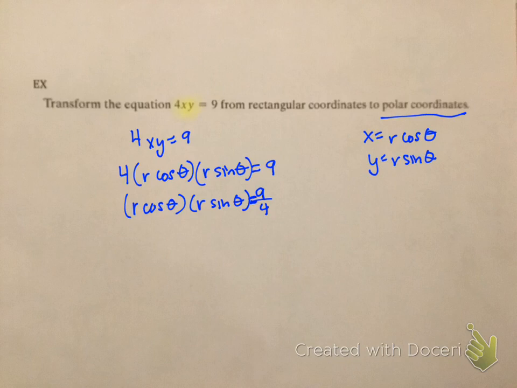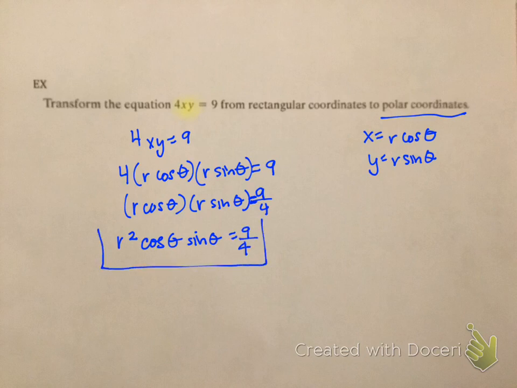And when I do that, I get 9 divided by 4 on the right-hand side. And finally, r times r is r squared. So r squared cosine theta sine theta equals 9/4. So there you go. That is the equation 4xy equals 9 written in polar form. So it's a polar equation. Okay, and that's it. I know this one was kind of long, but I wanted to power through it and not break it up. You are done with 10.1.